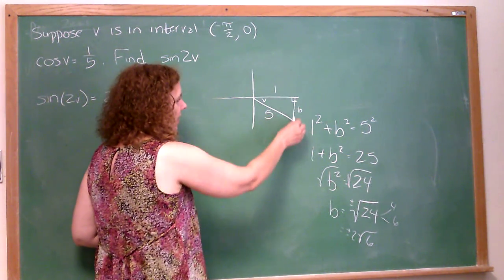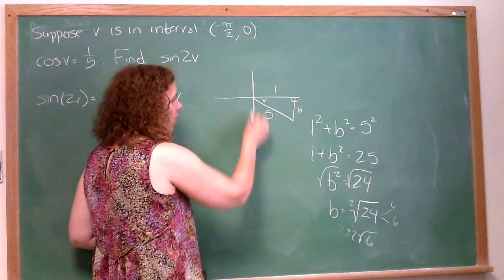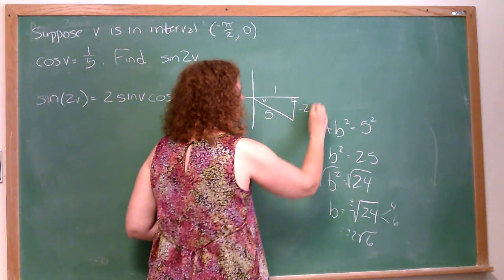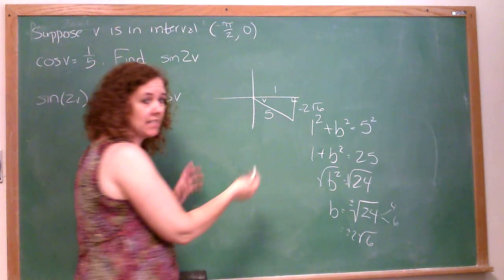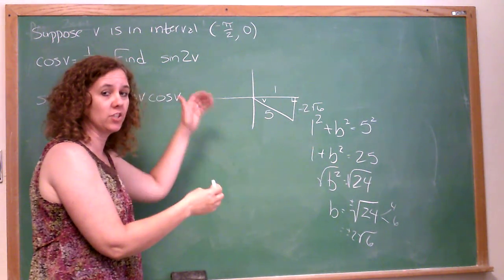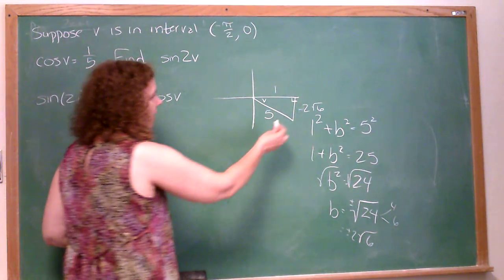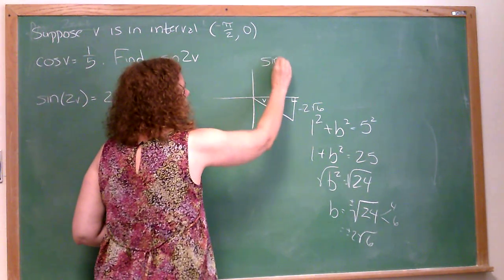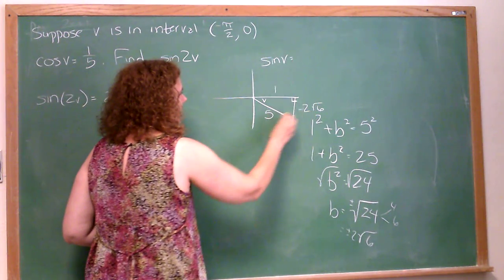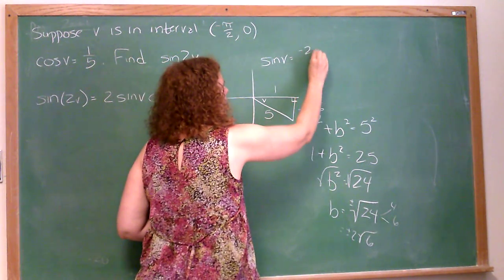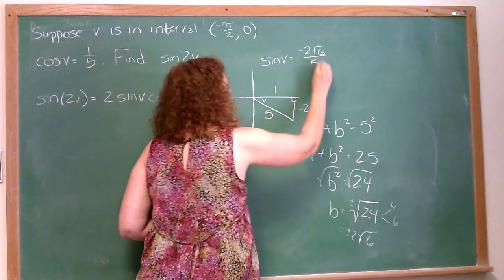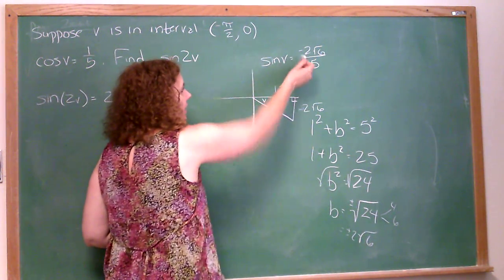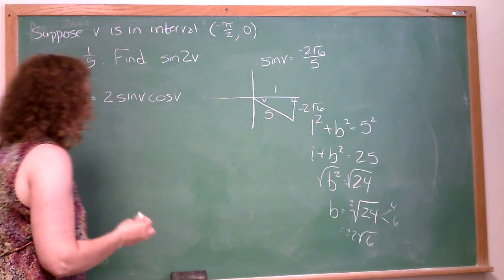And I notice that here I'm in the negative part of the y-axis. So I'm going to choose the negative 2 square root of 6. Not because the side length is negative, but because its direction is down. That negative tells me I'm going down. So when I get ready to do the sine of V, sine is opposite over hypotenuse. Negative 2 square root of 6 over 5. And here in the 4th quadrant, sine should be negative, and that's what I have there. So that matches up with what we would expect.